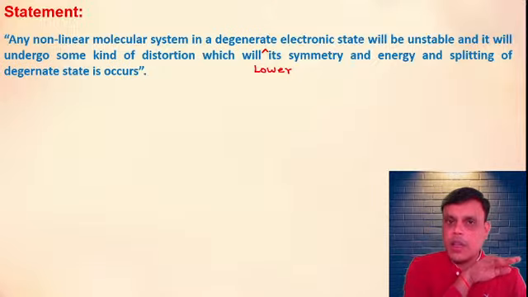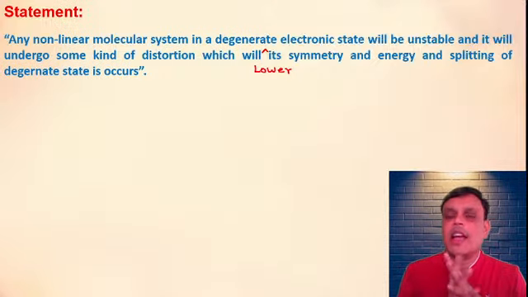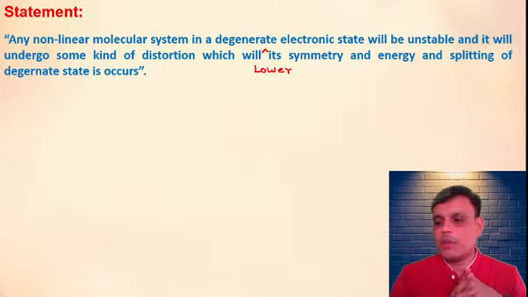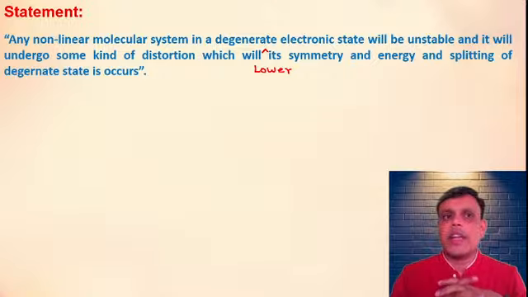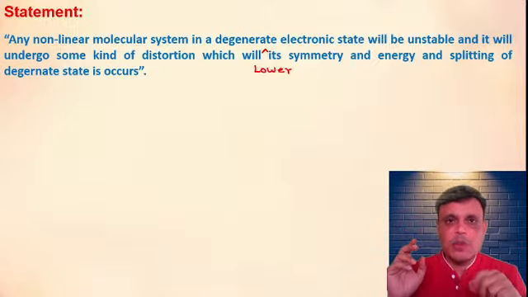Degenerate means all the orbitals are at the same energy level. It is unstable. वो क्या रहती है? Unstable रहती है. And to become stable, it will undergo distortion. वो क्यों distortion undergo होता है उसमें? Because to get stability. To get stability. So due to the distortion, what happens?